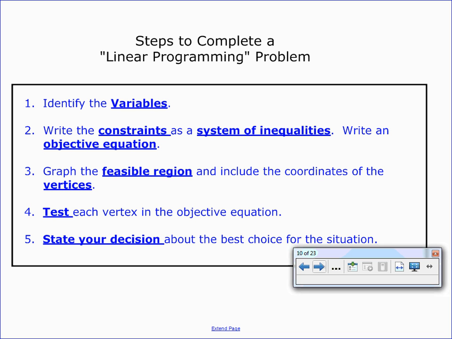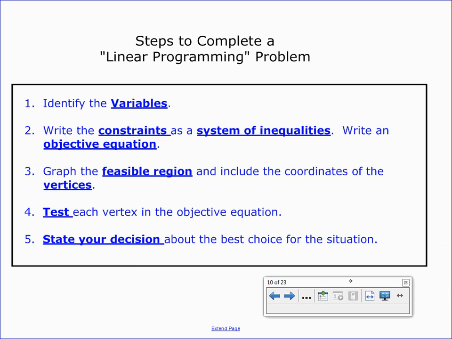Those are the vertices of my feasible region. We'll test those vertices or critical points in my objective function before finally stating our decision based on the results of that test, right?